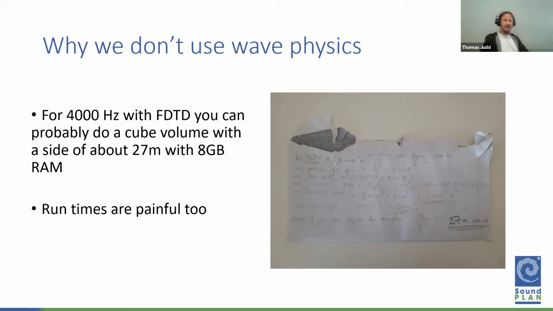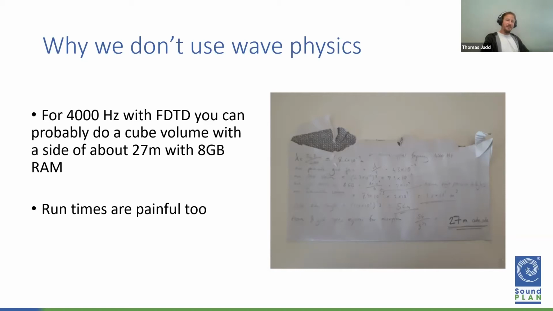So even for a moderate sized open plan office, you've maxed out your computer's resources, and we haven't even started talking about the run times yet, and they are quite painful. And so at the moment, it's not quite feasible to talk about a product which does full wave physics. Discussions are ongoing, of course.